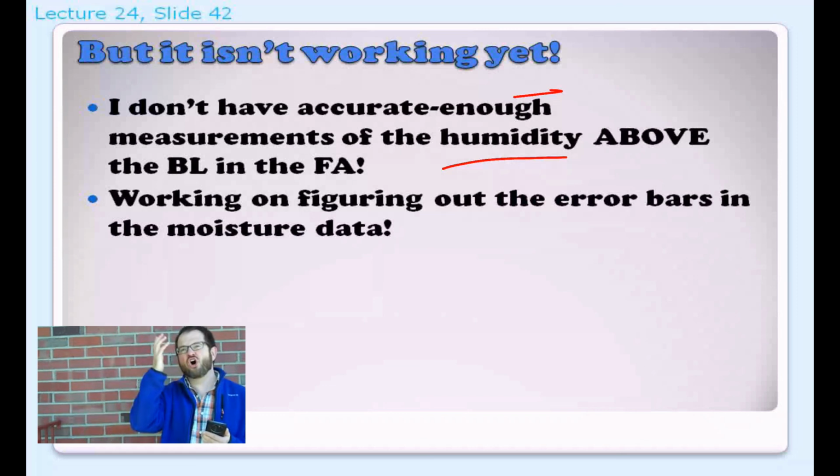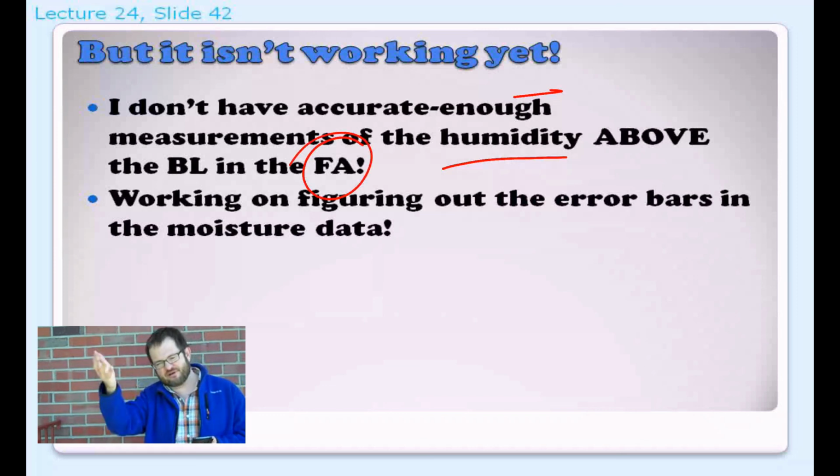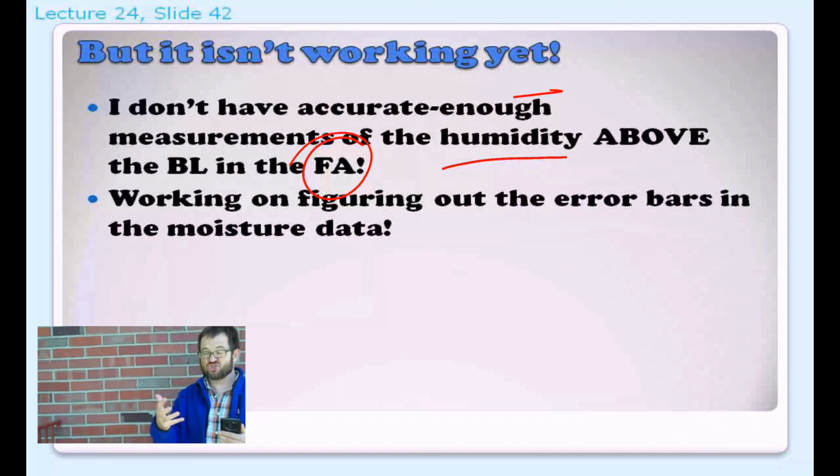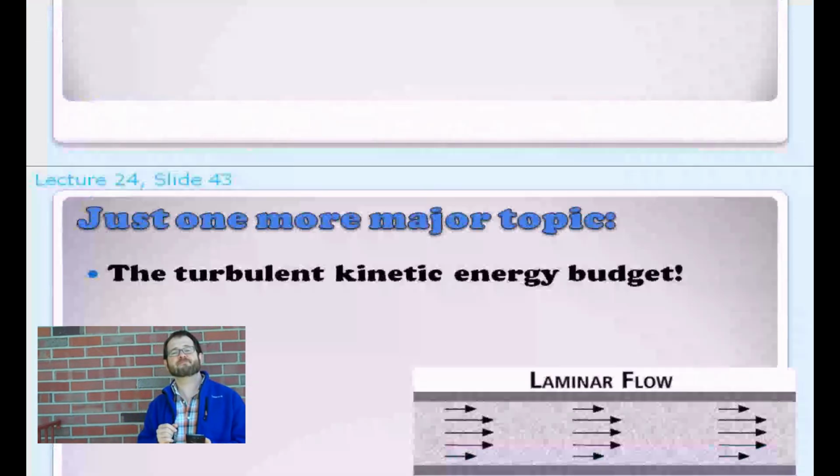If we don't actually know what the humidity is right above the top of the boundary layer, then there's no way to get this to work out right. But we're still working on figuring out the error bars and stuff like that, trying to figure out if we can make this still work, or at least find out how good the observations would need to be so that we can start figuring out the entrainment velocity based on things like changes of moisture near the surface. That would be really cool. There'd be lots of cool applications for that.